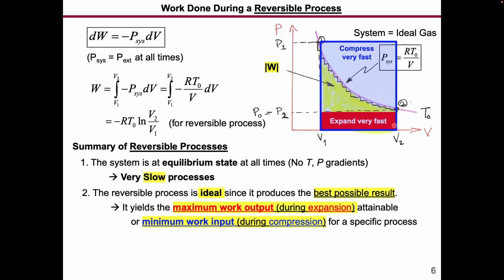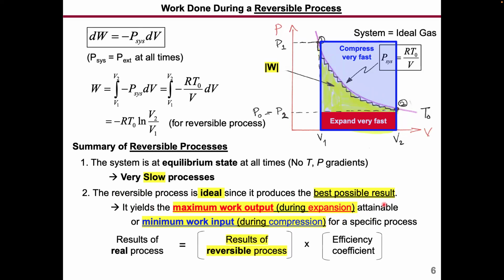But this yellow highlight still is the reversible process, and you can see the reversible process during compression requires the minimum work input, okay? So that's why we said reversible process is ideal since it produces the best possible result. And since the reversible process is usually very, very slow in the real world, we don't usually operate the system at a completely reversible process. So the result of a real process is going to be equal to the result of the reversible process times some efficiency coefficient. Obviously, the efficiency coefficient is going to be a value between 0 and 1, or less than 100%. So if you have a reversible process, you have the ideal result, but times a certain percentage, let's say 60 or 70%, depending on how reversible your process is, okay?